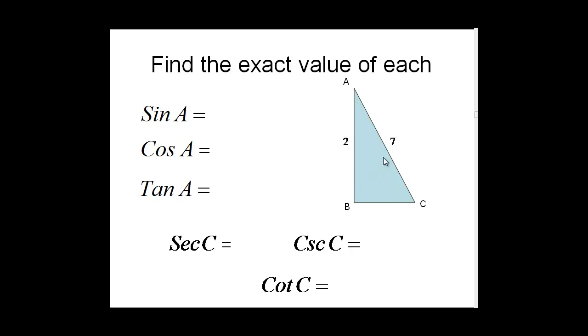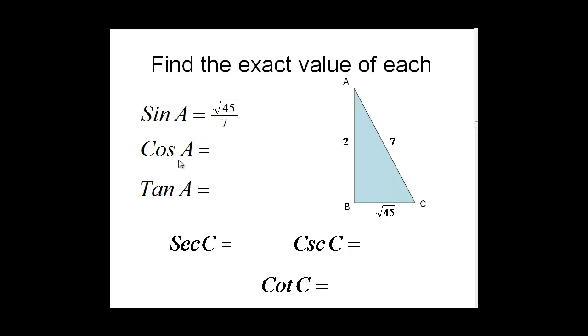Okay, another example. We have a 2 opposite our C. Angle B is our right angle, 7 is our hypotenuse. So this side down here is going to be 49, when you square 7, minus 2 squared, which is 4. Take the square root, gives you the square root of 45. Now if we look at A, sine of A, opposite is square root of 45. Hypotenuse is 7, so square root of 45 over 7.